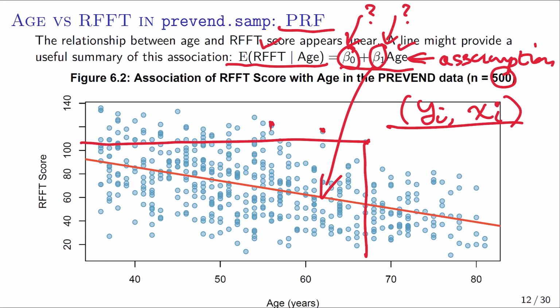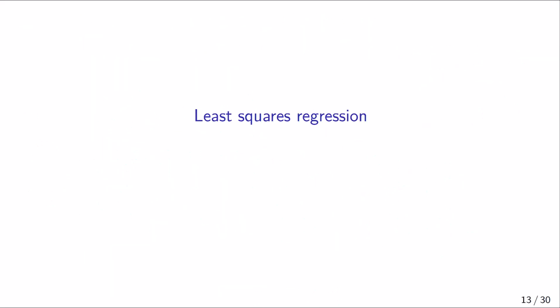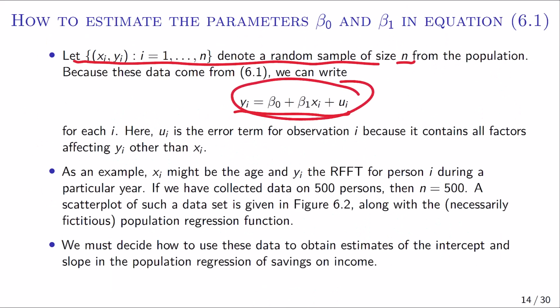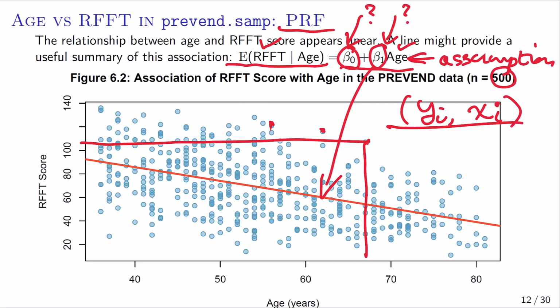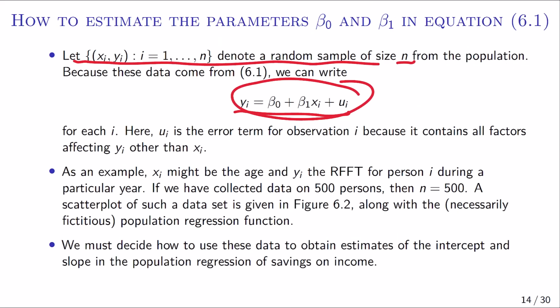All right, we assume these dots are from a model like this. And this model has a nice property. Why? Because the conditional expected value of RFFT given age is a linear function of age. Does it make sense? So the problem now is to obtain estimates of the intercept beta naught and slope beta 1. Can we get the estimates of these two or not?